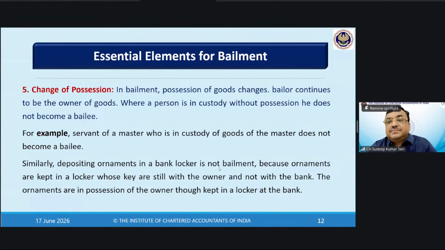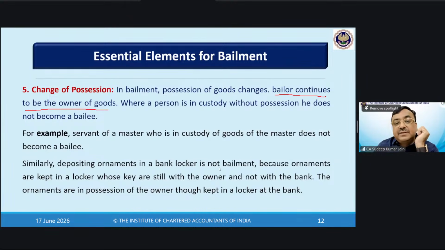Change of possession. Change of possession means change of possession from bailor to bailee. The person who gives is called the bailor, and the person to whom the goods are given is called the bailee. In bailment, possession of the goods changes. Bailor continues to be the owner. It means ownership does not change.